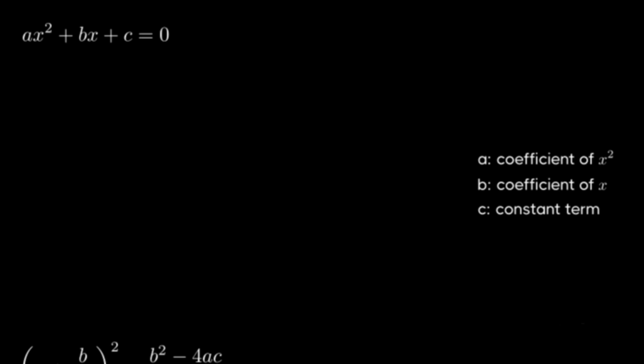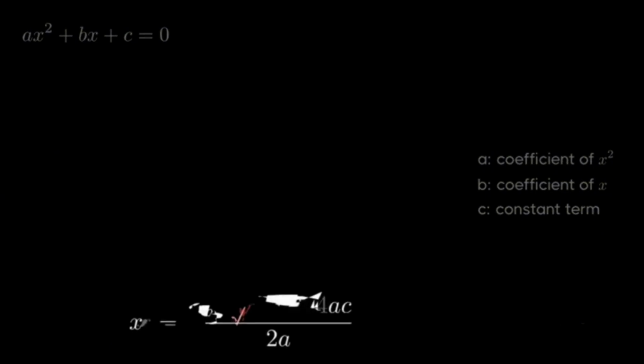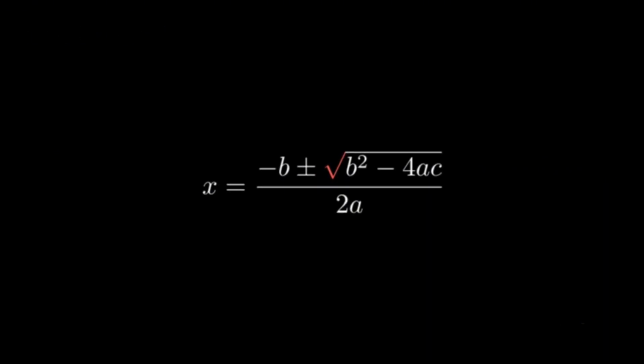Taking the square root of both sides of the equation gives us x plus b over 2a equals plus or minus the square root of b squared minus 4ac all over 2a. Notice the plus minus symbol in red. This is why we get two solutions from a quadratic equation. To isolate x, we subtract b over 2a from both sides. This gives us x equals -b over 2a plus or minus the square root of b squared minus 4ac all over 2a. Each part of this expression has important mathematical meaning.